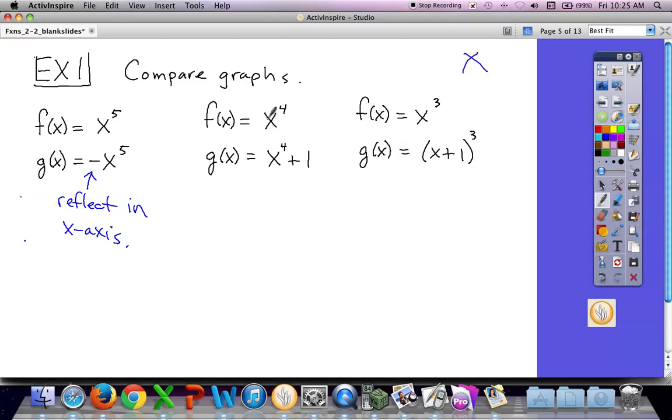Okay, x to the fourth, if you look at that, it's the parent function. Then let's compare that with this. What do you think will happen when we add 1 after the function? Tiffany? Goes up 1, right? That's what always happens when you add after the function. It makes every value of the function 1 more than it was before, so it scoots it up 1.